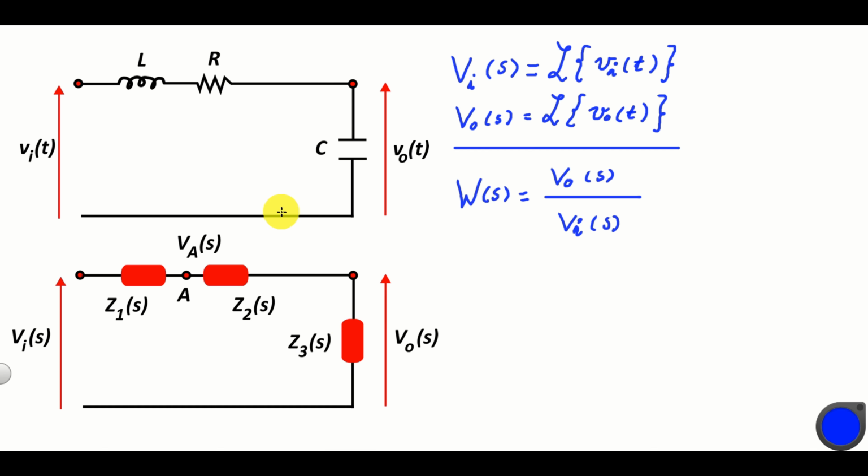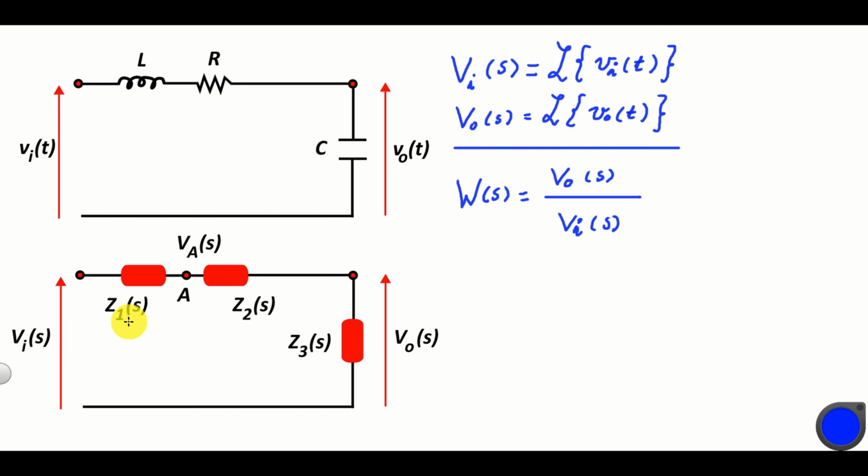Okay, let's start. The first step is to replace every electric component by its equivalent impedance. In that way, we can replace the inductor with the impedance Z1 of S. Then we can replace the resistor by its equivalent impedance Z2 of S, and we are replacing this capacitor by its impedance Z3 of S. As the result, we obtain this circuit in the complex S domain.